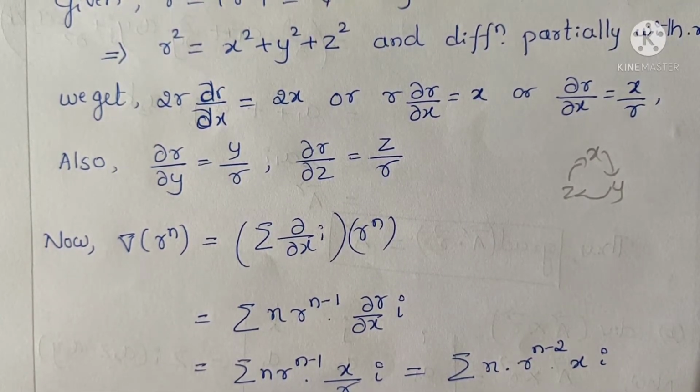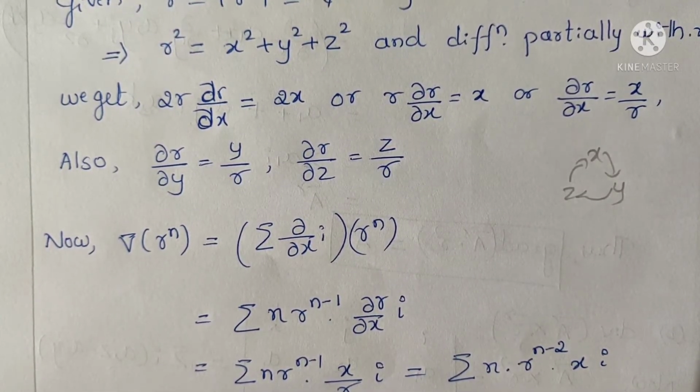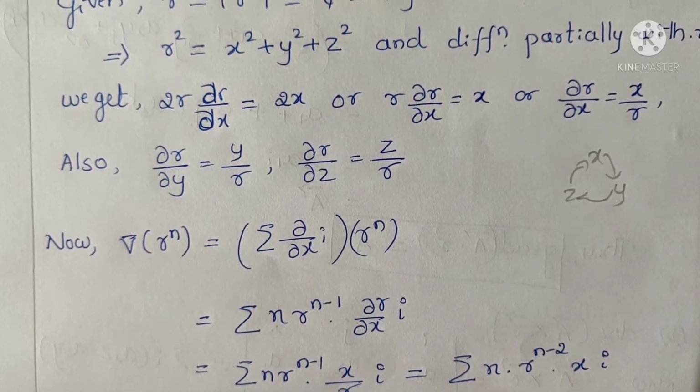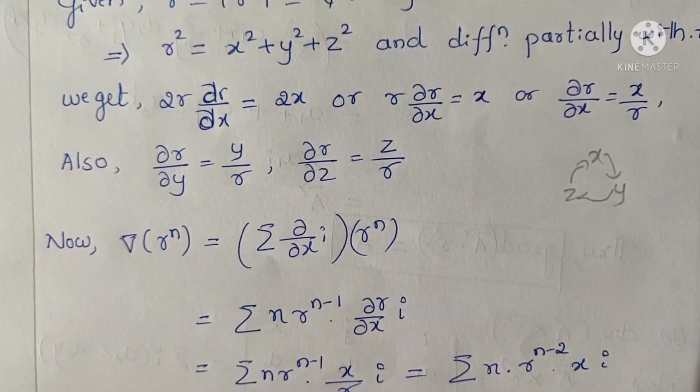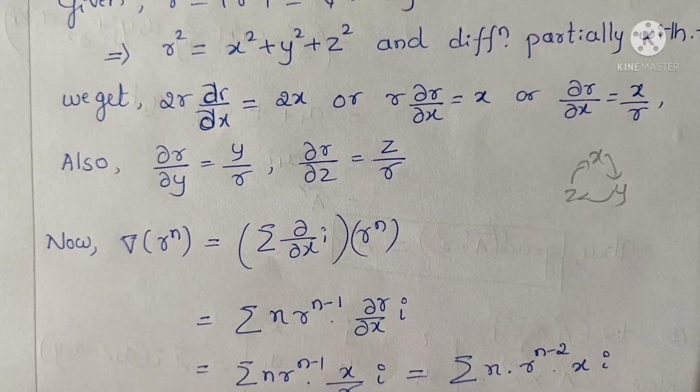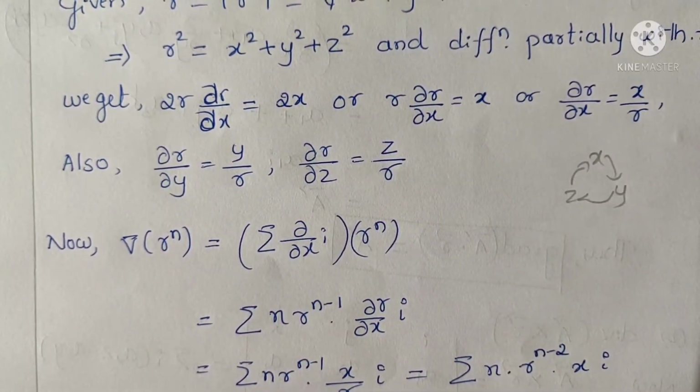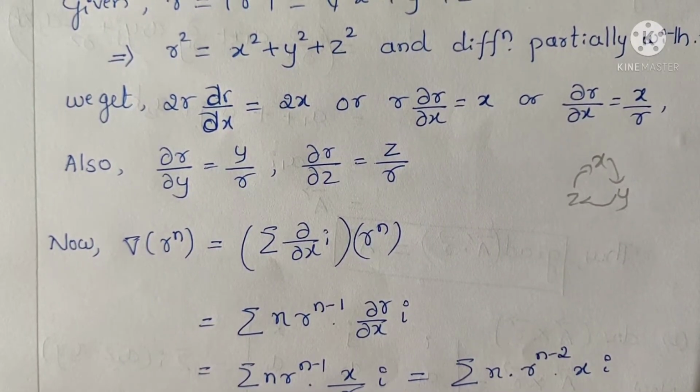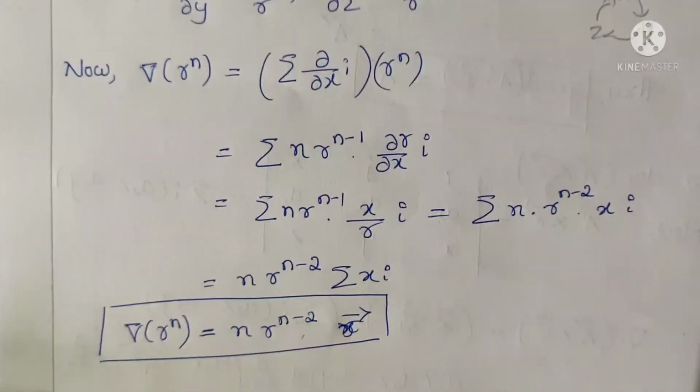So del of r^n is equal to n into r^(n-2) into, this is nothing but vector r. Hence, we proved this. So, this is vector r.